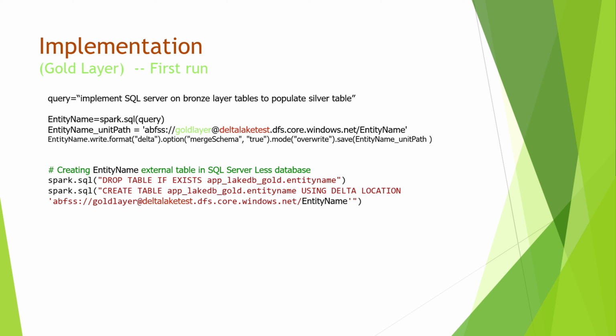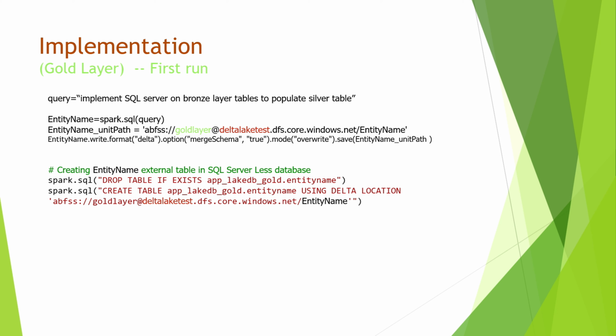So here we will first go with how to create the table in the gold layer. It is similar to what you created in the silver layer. You need to prepare a query on silver layer tables, and that query will execute by using Spark SQL, and that will create a data frame. And once the data frame is created, you need to write the data frame data into delta format with the path whatever we defined in the slide.